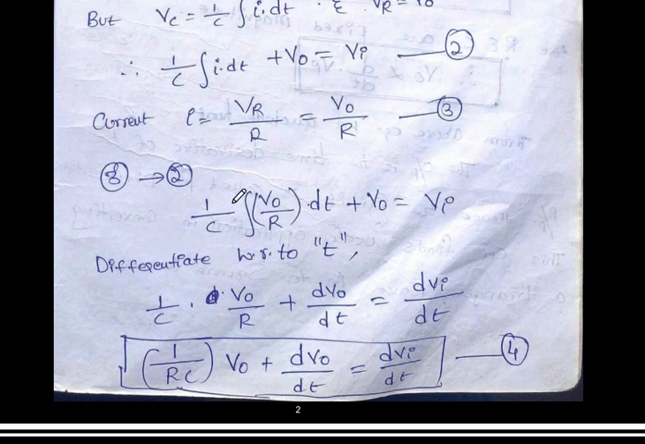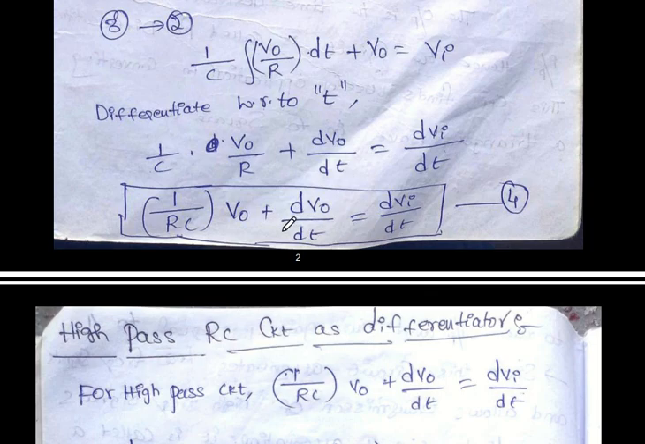Now differentiate the equation with respect to t. Therefore, whenever you differentiate, the first term is V naught by RC, plus dV naught by dt, that is equal to dVi by dt. That is represented with equation number 4, and this represents the general expression for the high pass RC circuit.